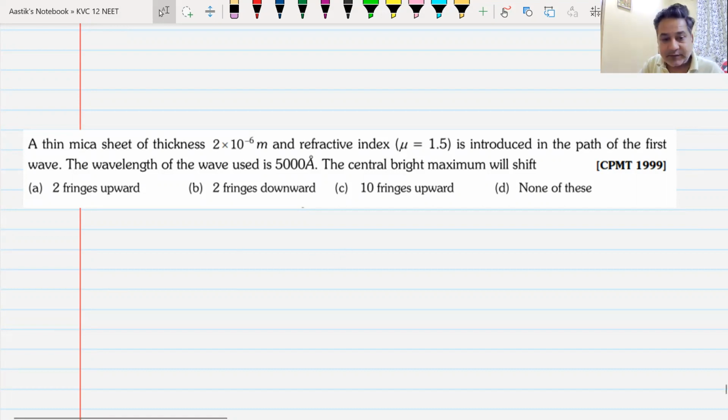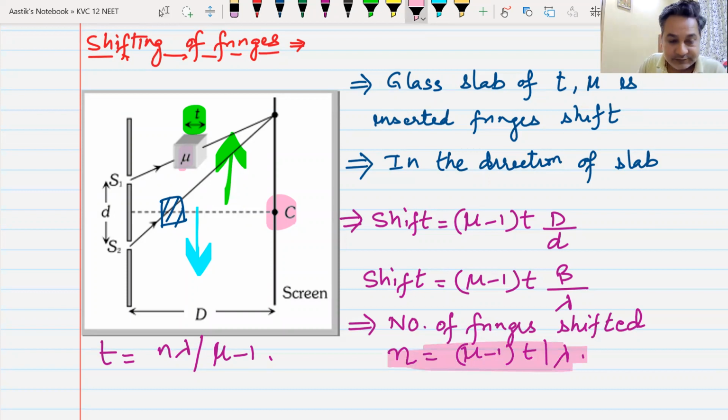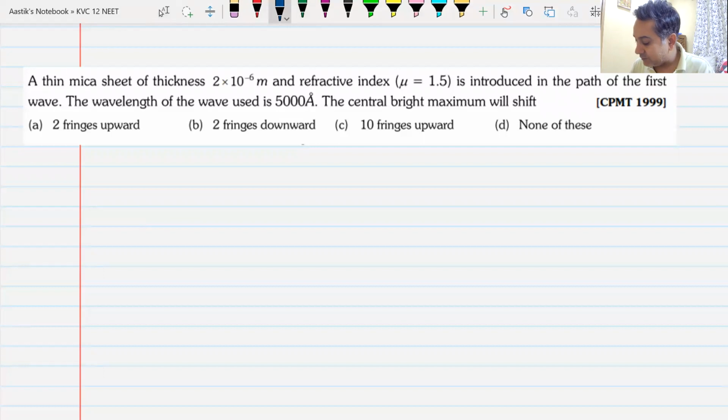You just have to apply the formula straight away. What is the number of fringes that are shifted? You can just apply this formula. Did you apply this formula straight away? Yes, sir. You apply the formula straight away and you get the answer. The formula is the number of fringes shifted n is equal to (mu minus 1) into t divided by lambda.